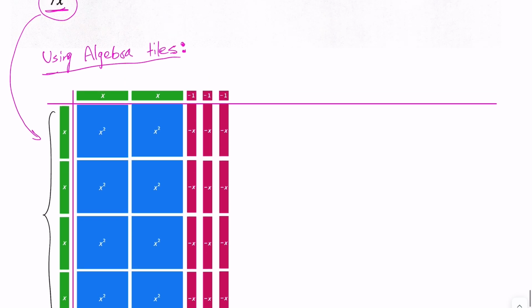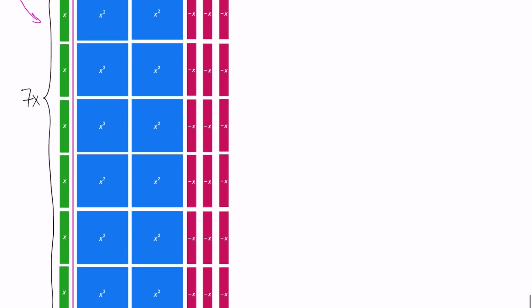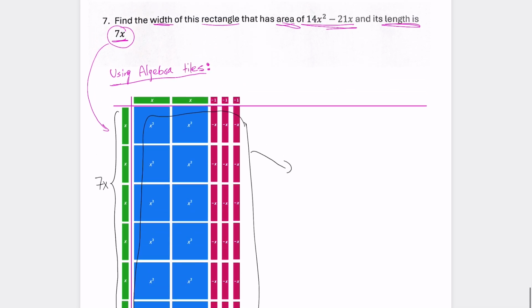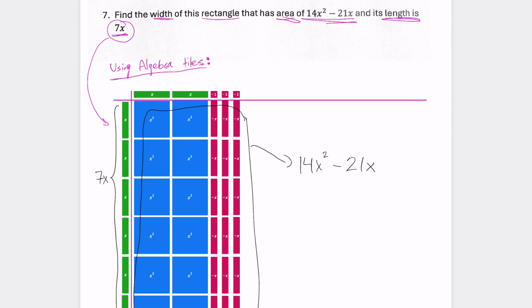We knew from the beginning that this dimension, the length, was 7x, and we knew that the area, this whole intersection right here, we worked with 14x squared minus 21x, right? That was what we started with, those two pieces, and we kind of worked backwards to figure out that the width has to be 2x and then 3 negatives. And that is the answer.